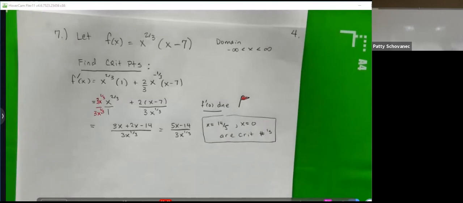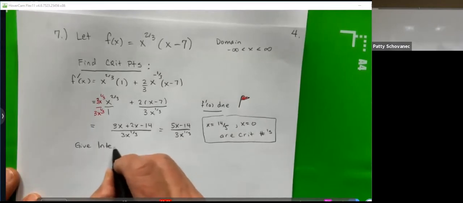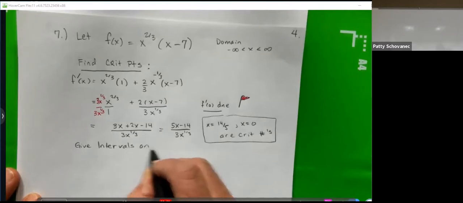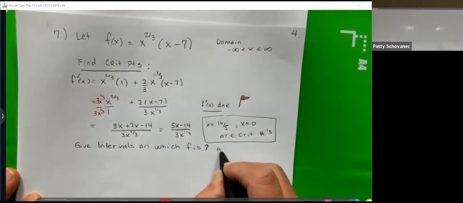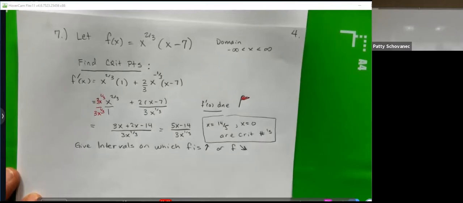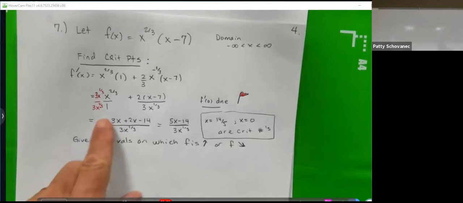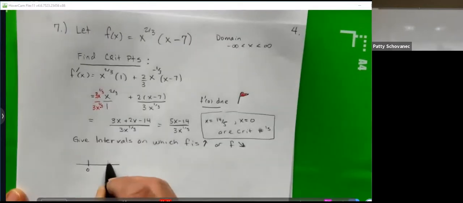Now let's figure out what it is by using our critical points, and I want you to give intervals, which is rising and falling. F is increasing or F is decreasing. So we're going to do the stuff with the number line, and we're going to check the sign of the first derivative. 14 over 5, and x is 0.